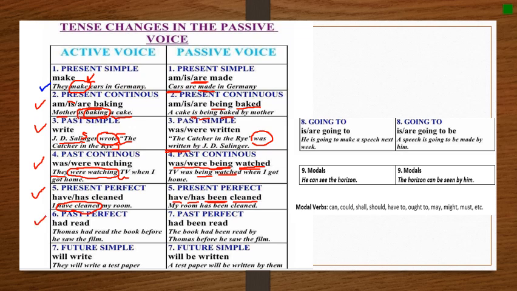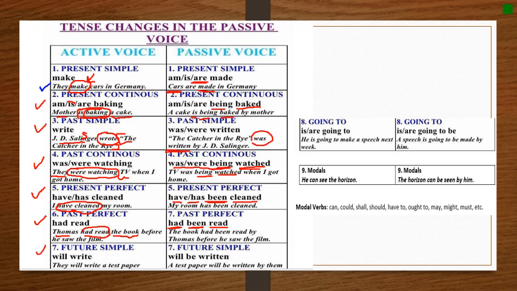Past perfect, had read. Thomas had read the book. Thomas is my subject. The book is my direct object. With the past perfect, it's always had. And been, all the perfect tenses take been. And the past participle of read is read. The book had been read by Thomas before he saw the film.